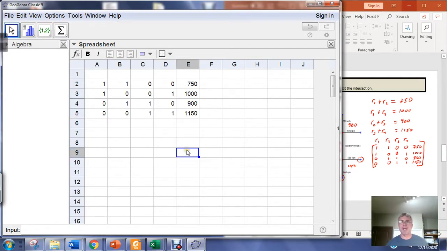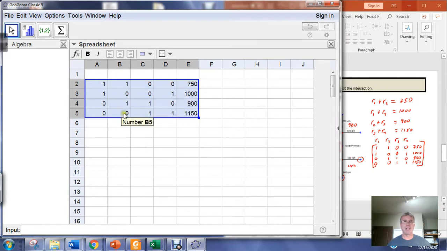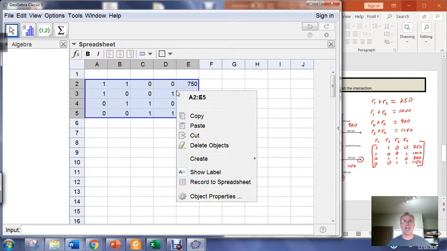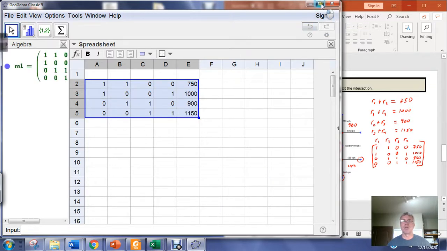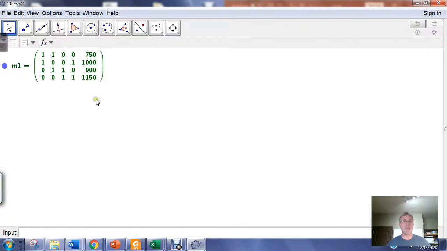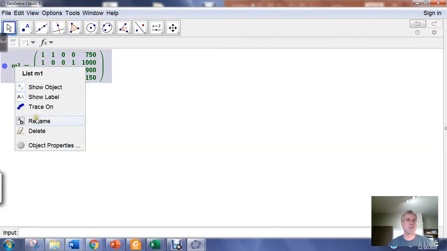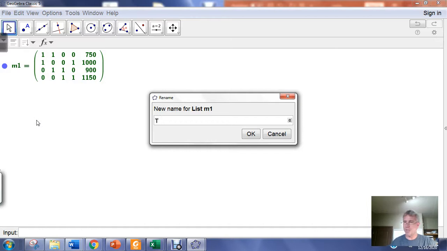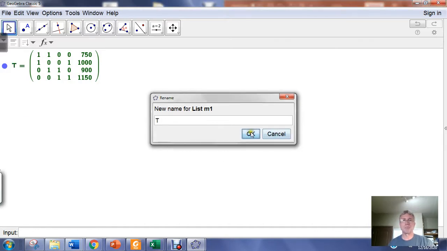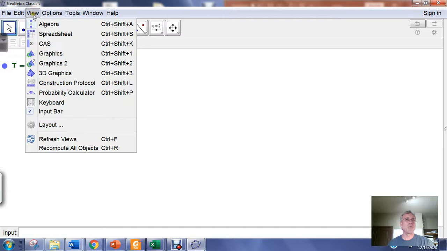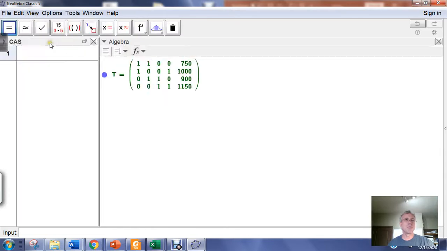So we move our matrix off our scratch paper into GeoGebra, and like we've been doing, we left click and highlight the cells. We right click to bring up the context menu and create a matrix. Once we've created that matrix, we want to put it into reduced row echelon form and then interpret the results. So I'm going to rename this matrix. This is my traffic matrix, so I'll use capital T. And in view, I'm going to open my computer algebra system.